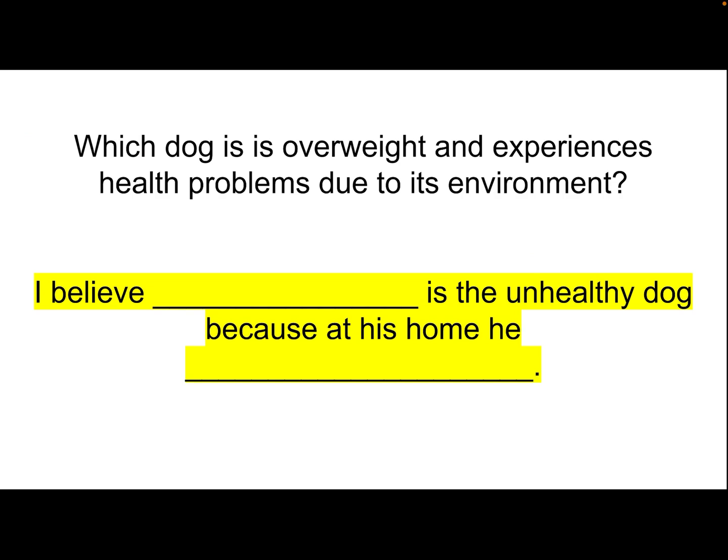Once you have this sentence written down, your paper should then have 2 sentences on it. One explaining which one is the healthy dog, one explaining which one is the unhealthy dog. Once you have those both written down, then you are going to end the video and you are going to type your 2 sentences, both sentences, into the discussion board below. Good luck. Make sure you use the sentence frames for your sentences.